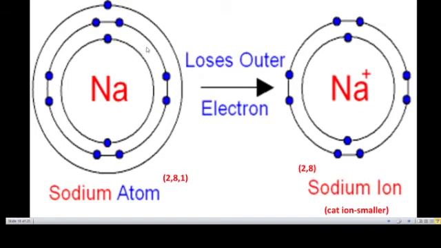Here are 3 shells: first shell, second shell, third shell. After losing 1 electron, it is formed as a sodium ion, a cation. So this is smaller in size. The atom has 3 shells, but the ion has only 2 shells, so the size is smaller. This is the sodium atom, and this is the sodium ion.